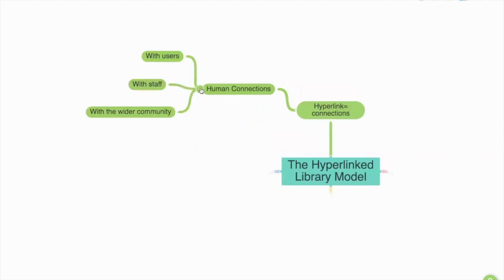In the last couple of decades, libraries have shifted from being focused on the requirements of maintaining a large physical collection to a focus on user service. The hyperlinked model takes this evolution one step further. Rather than just linking the individual users to specific information, it's community-based and seeks to bring people together. This means creating human connections with users, staff, and the wider community, including local and global communities.